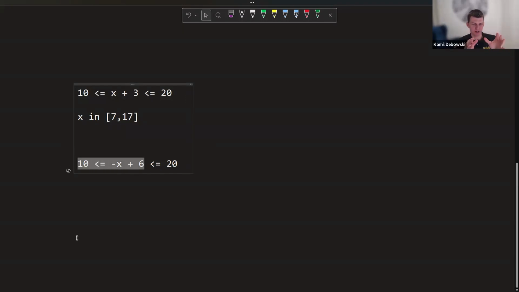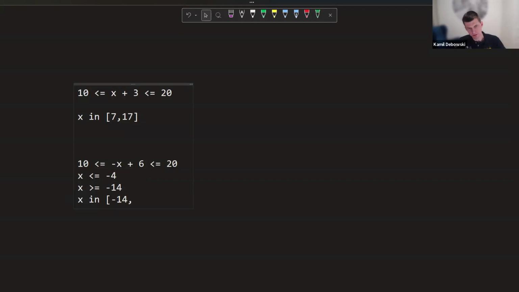That highlighted part is equivalent to, if you move x to the left side, then this is equivalent to x smaller equal than 6 minus 10, minus 4. And then this part, you need to move x to the right-hand side. X is greater or equal than negative 14. So what we have actually is that, again, it's a range for x. X is in range minus 14 up to minus 4.